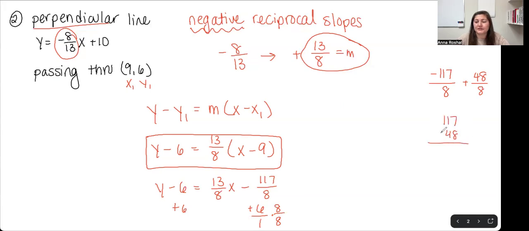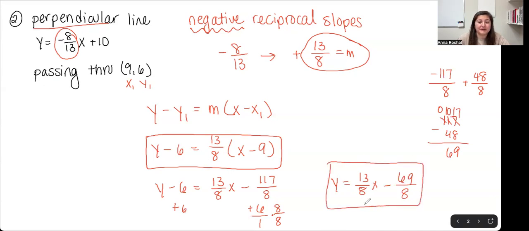So that's just, we're going to subtract 117 minus 48, so 9 and 6. So y equals 13 over 8x minus 69 over 8. I, again, honestly would leave it as is.